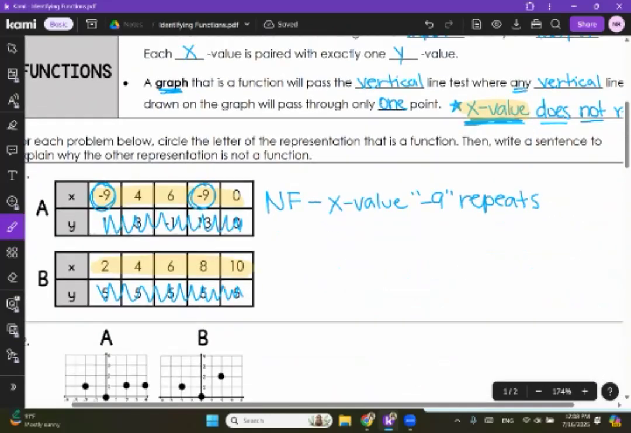B, if you look at the numbers 2, 4, 6, 8, 10, none of those are repeating. So this one, yes, would be a function. Okay, so our function in this one is B.